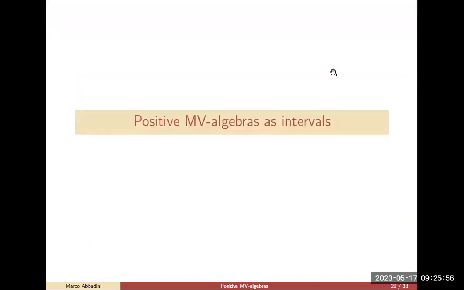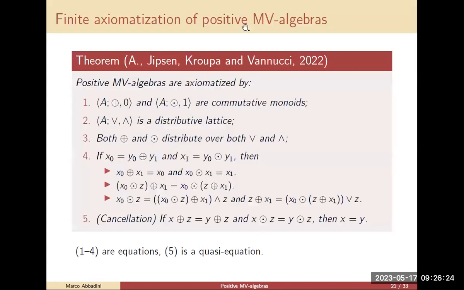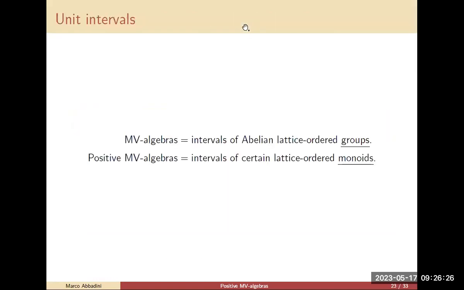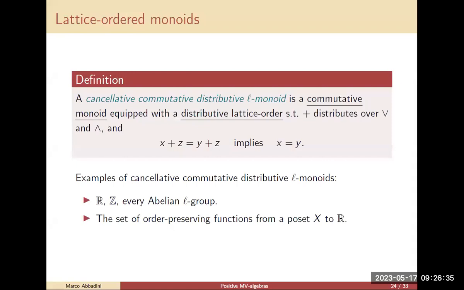Okay. So let's move on. For MV-algebras, what makes them easy to deal with was that they were intervals of certain Abelian lattice-ordered groups, and we have something similar for positive MV-algebras. These are intervals, not anymore of lattice-ordered groups, because the groups have this inverse operation, which is not order preserving. But these are the intervals of certain lattice-ordered monoids. So let's see which lattice-ordered monoids can we take.